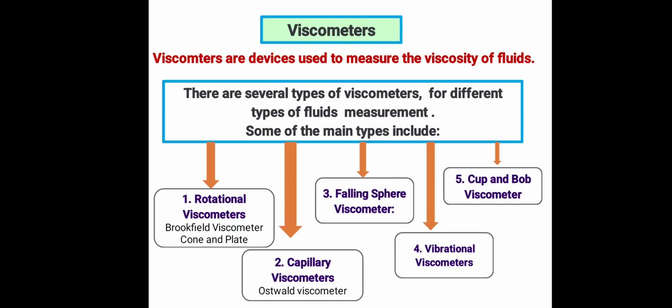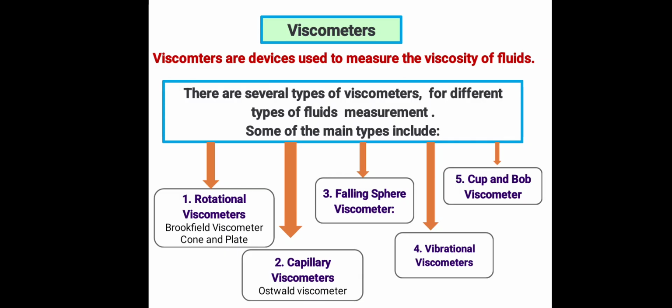Viscometers are devices used to measure the viscosity of fluids. Viscosity means thickness, a thick, semi-solid form. In pharmaceuticals, semi-solid forms such as creams have thickness, and this viscosity is measured by viscometers. There are several types of viscometer for different types of fluid measurement.